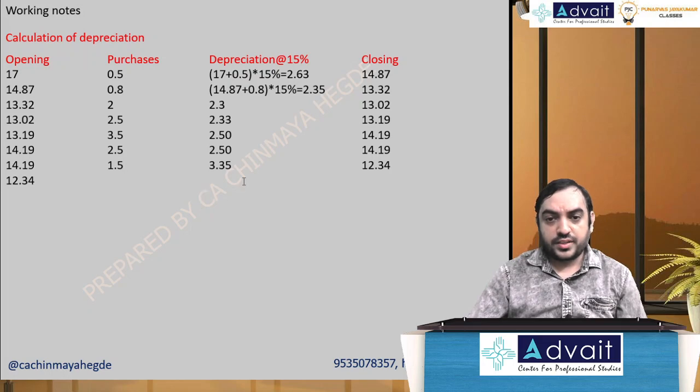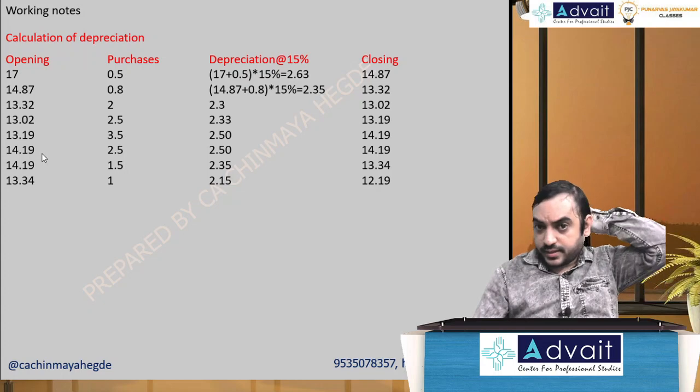Sorry, 2.35. So 2.35 means 13.34. 13.34, additions is 1. 13.34 plus 1 into 15%, 2.15. So closing balance 12.19. I think 8 years over: 1, 2, 3, 4, 5, 6, 7, 8. So depreciation for 8 years is done.